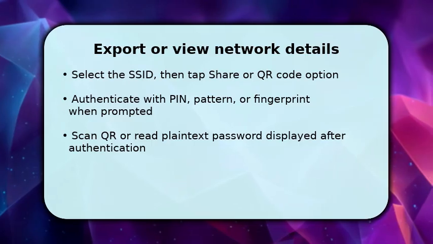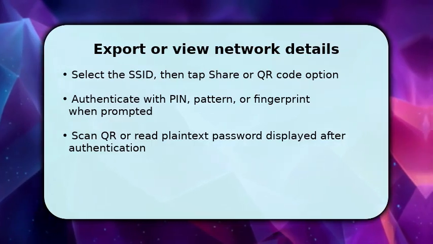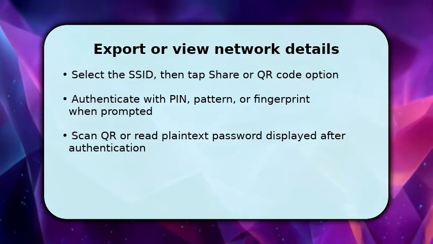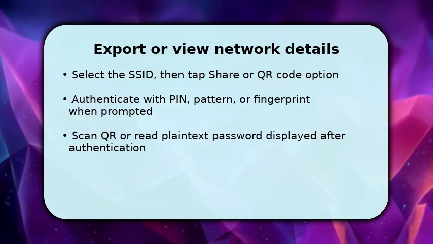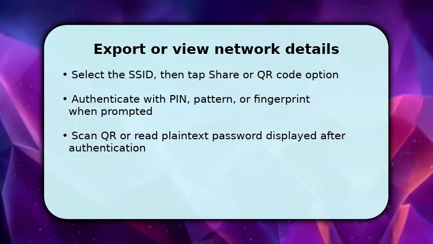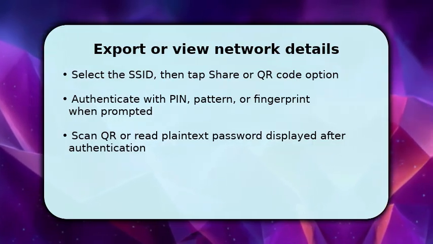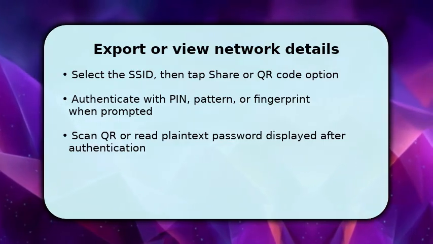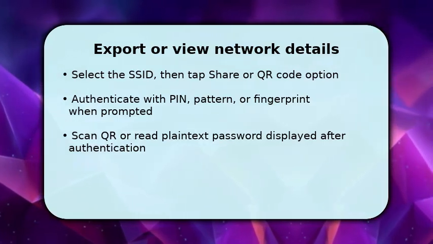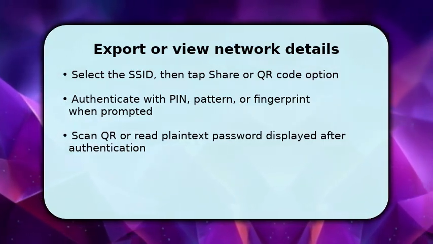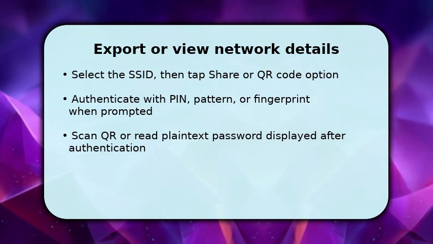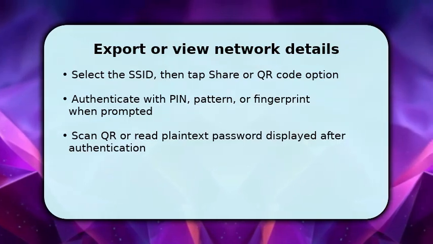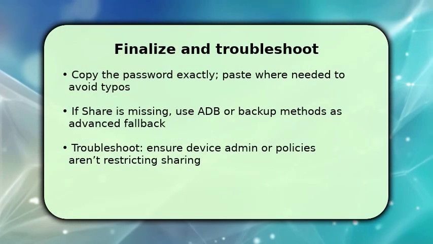You'll be asked to authenticate with your device PIN, pattern, or fingerprint to protect the password. Complete that prompt. After authentication, you'll see a QR code and often the plain text password below on many manufacturers' builds. If only a QR appears, scan it with another phone camera or a QR reader app to reveal the password. Make sure to copy it accurately character for character. To finish, write or paste the password into the target device and test the connection.